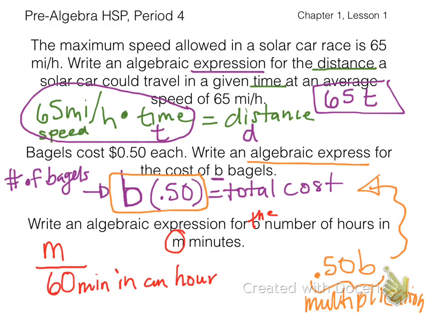They just want you to know that there's 60 minutes in an hour, and that if you divide the number of minutes you have by 60, it's going to give you the number of hours.